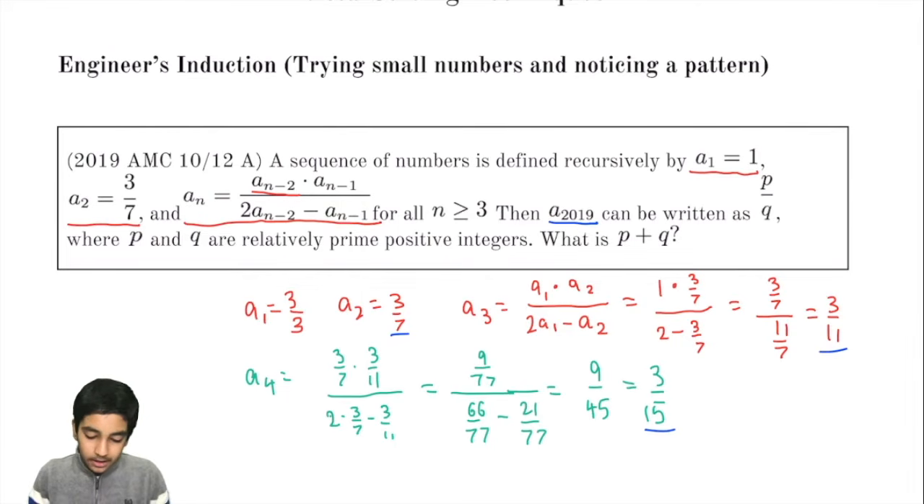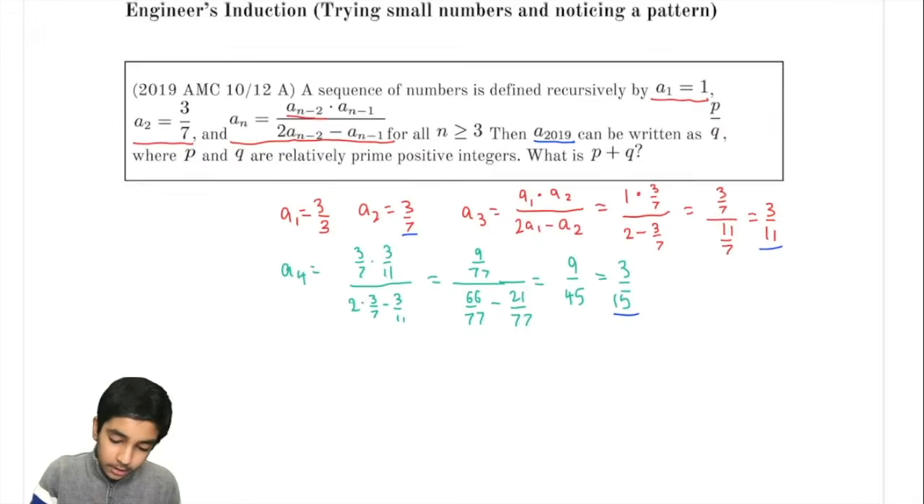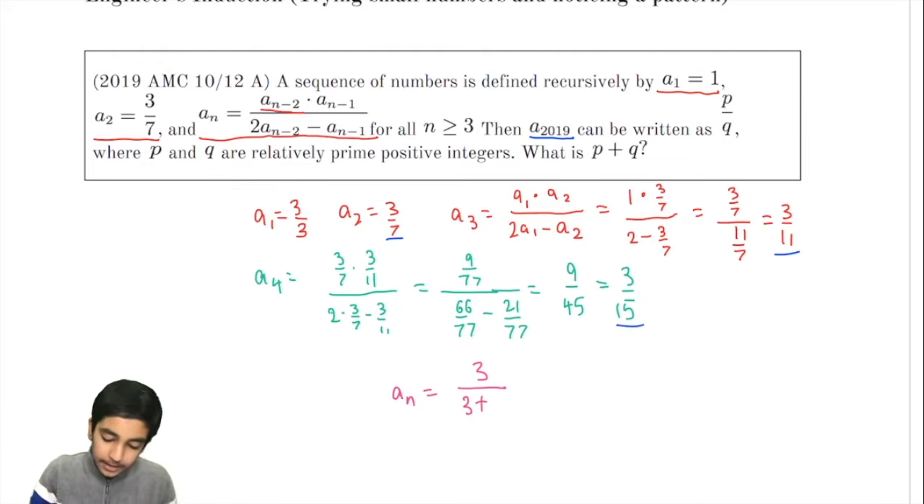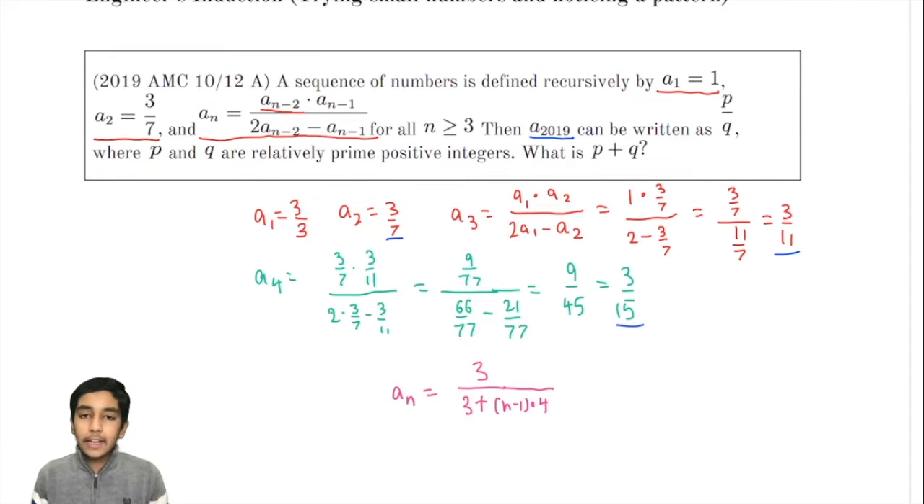So basically, for any n, this is our guess based on the small values we tried. A of n is just going to be equal to 3 divided by 3 plus n minus 1 times 4. Because by our pattern logic, the denominator is going to be 3 in the beginning, and then for each term we go to the next term, we're adding 4 to the denominator. So in general, A n is going to be 3 over 3 plus (n minus 1) times 4.